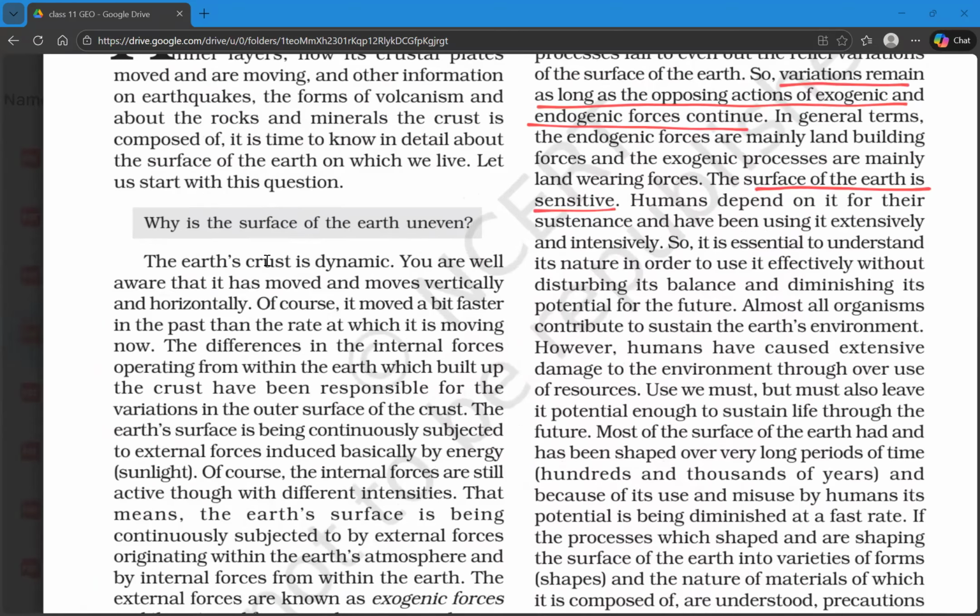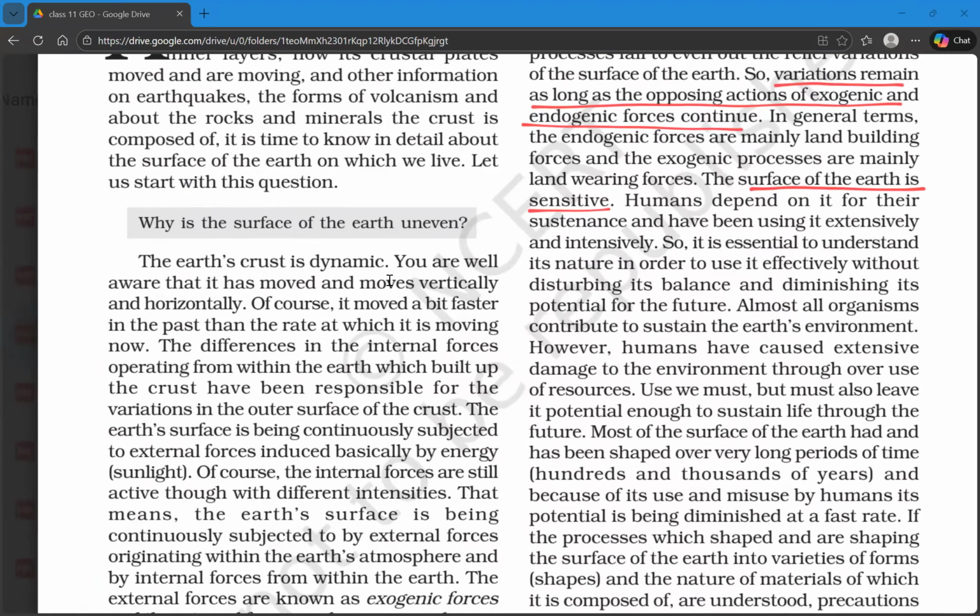The Earth's crust is dynamic. You are well aware that it has moved and moves vertically and horizontally. Of course, it moved a bit faster in the past than the rate at which it is moving now. The differences in the internal forces operating from within the Earth, which built up the crust, have been responsible for the variations in the outer surface of the crust.